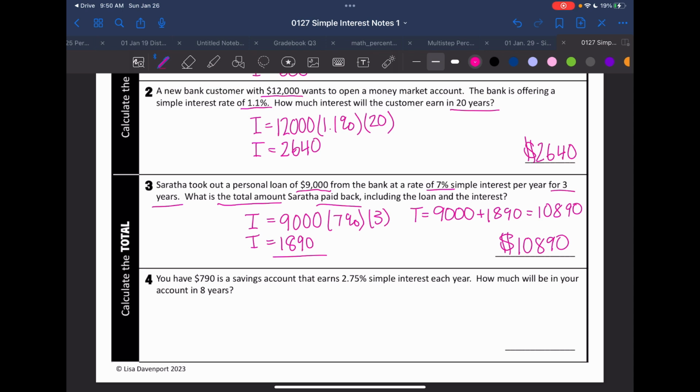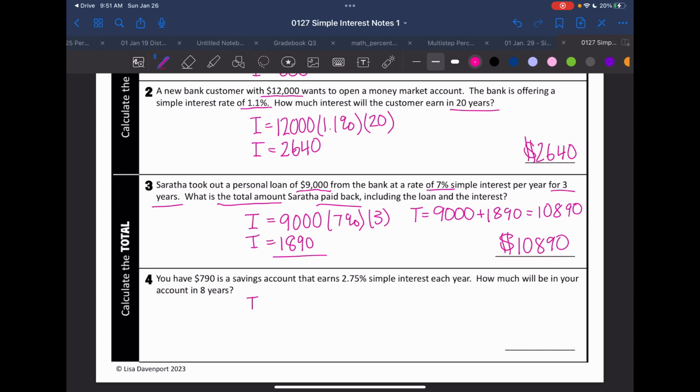Number 4 says you have $790 in a savings account that earns 2.75% interest, simple interest each year. How much will be in your account in 8 years? So this problem, it's not directly telling us that we need to find the total. But if we're earning interest on $790, we have to find how much interest that is going to get us in 8 years and then add that back to what we originally started with, because that's how much is going to be in our account.